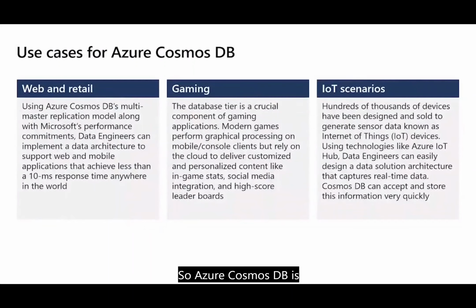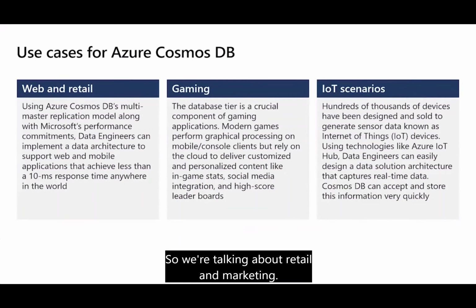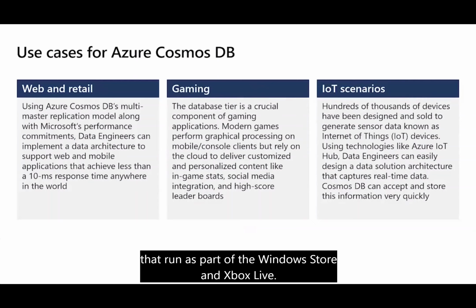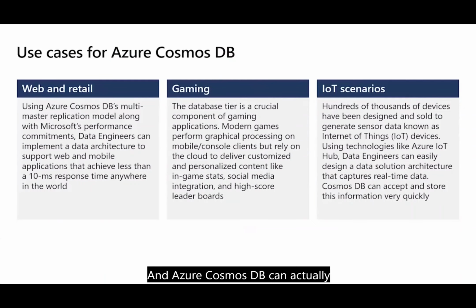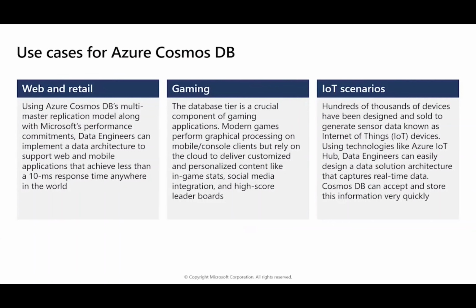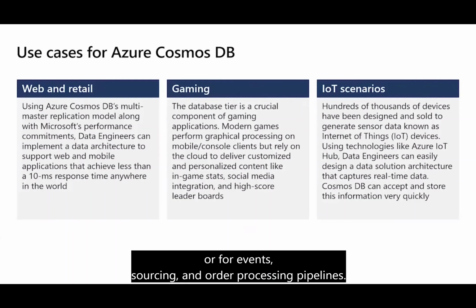So Azure Cosmos DB is very suitable for some of these scenarios. If we're talking about retail and marketing, Microsoft actually uses Azure Cosmos DB for our own e-commerce platforms that run as part of the Windows Store and Xbox Live. And Azure Cosmos DB can actually be used quite extensively in the retail industry to, for example, store catalog data or for event sourcing in order processing pipelines.